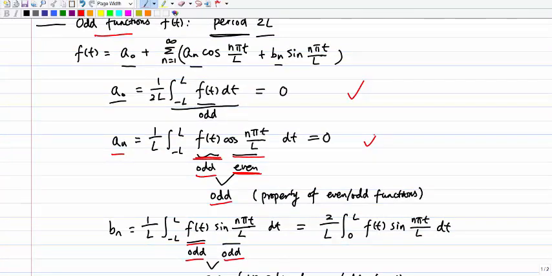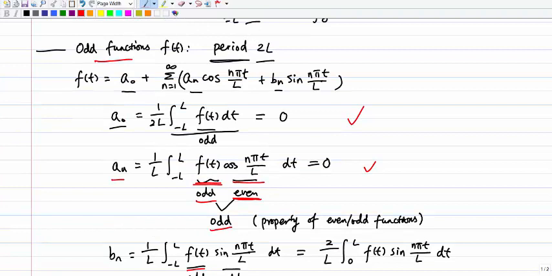For an odd function, a0, a1, and all the an are always 0. You can also interpret it this way: because f(t) is odd, of course the right hand side must be odd. So any even component has to be 0. a0 is a constant, so it is an even function, and the cosine terms are also even functions, so of course they have to be 0. Only the sine terms are not 0.